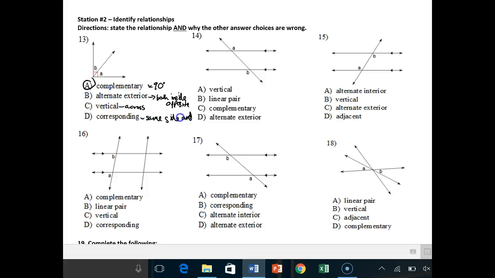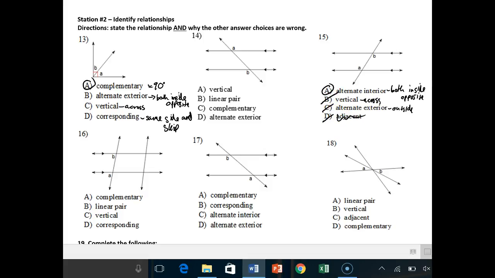I will expect you to do this on your test on Monday, so make sure you're able to do it now. Number 15, the answer here is alternate interior. They're both inside and opposite. So that's why it's the correct answer. Vertical, they would have been across from each other, so that's why it's wrong. Alternate exterior, they both would have been outside, so that's why that's wrong. And adjacent, you don't have to put a reason for adjacent.